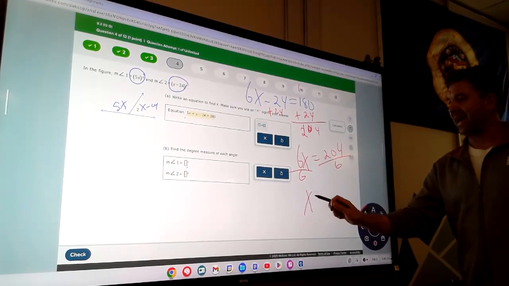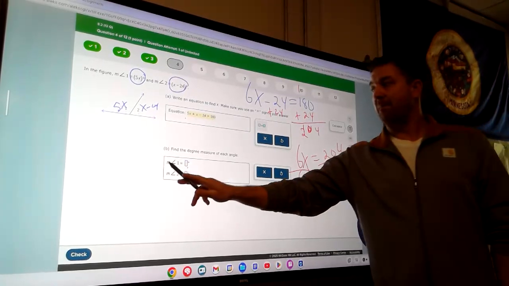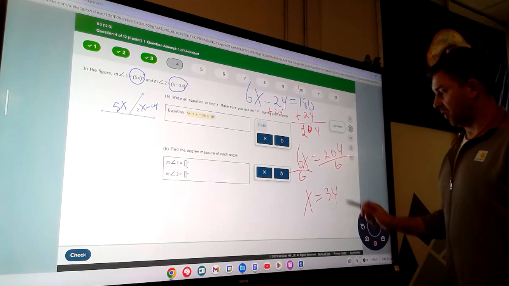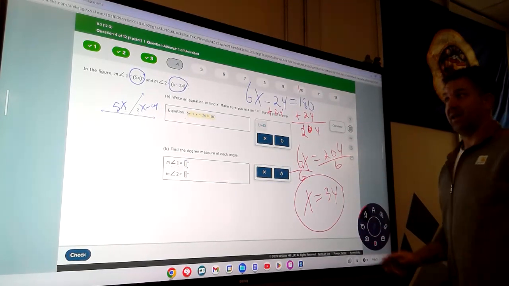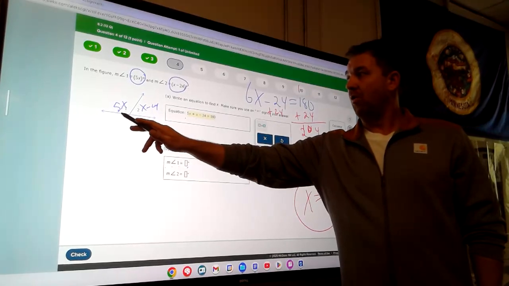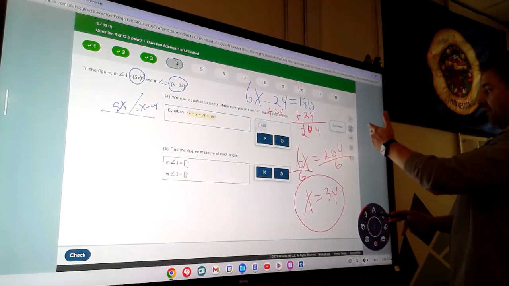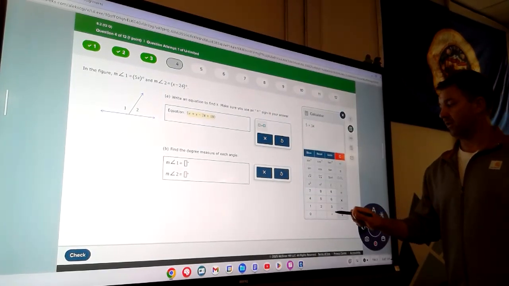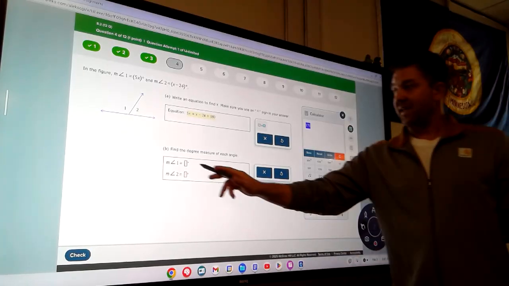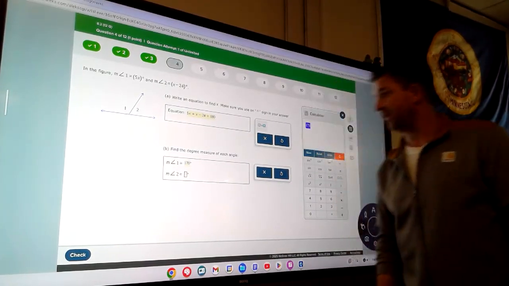Now, that helps me, but I'm not done. I know that x is equal to 34. But look what they want. They want to know the measure of angle 1. So what am I going to do with this x? I have to put it back in. It says measure of angle 1. Well, angle 1 was 5x. So I have to take 5 times that. With the calculator, 5 times 34 equals 170. That means the measure of angle 1 is 170.